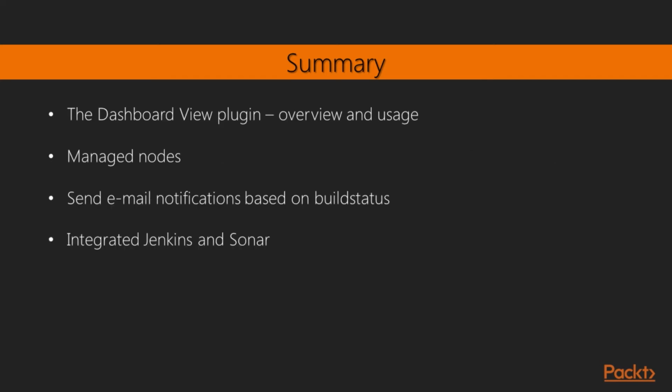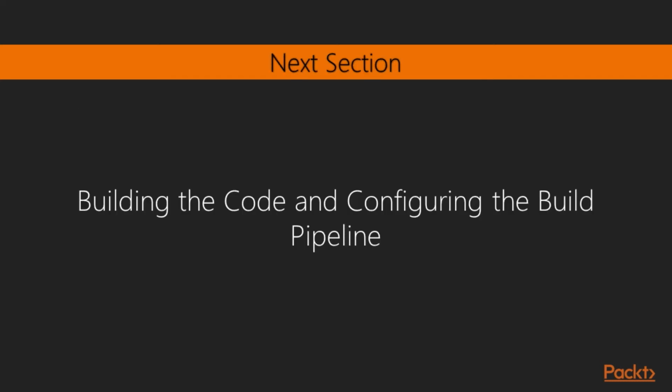We then performed a unit test execution in a sample Spring application and configured the Dashboard View plugin with different portlets for customized views. We then learned how to manage the master and slave nodes for load distribution and managing different environments as required, how to configure email notifications for build status, and how to integrate Sonar and Jenkins. In the next section, we will look at one of the most important aspects in terms of the orchestration of the end-to-end pipeline of application delivery. We will discuss the pipeline concept of Jenkins 2 and the build pipeline plugin.